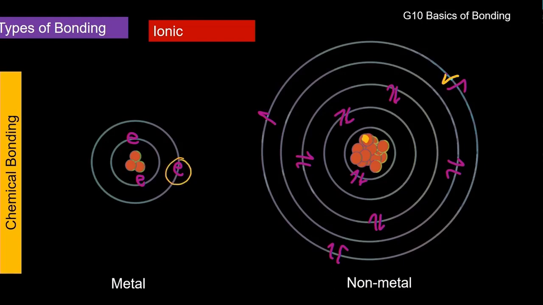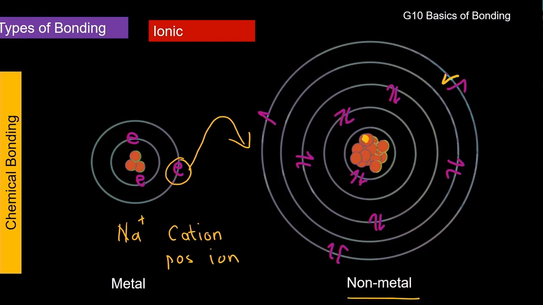So the metal in this case is the one that wants to give the electron away. And that is what it does. It gives the electron away so that it is more stable. When it gives the electron away completely, it becomes less negative, and so it has a positive status. Okay? It gives one electron away, it becomes +1. We call that a cation. A cation is a positively charged ion. What about the non-metal?